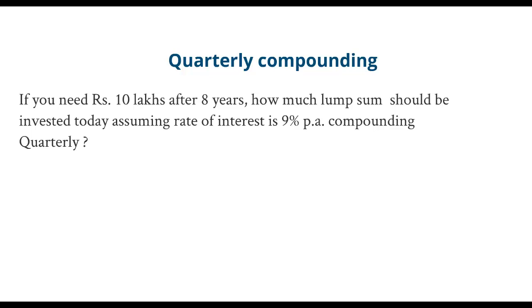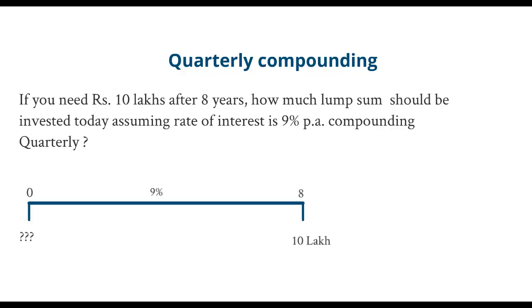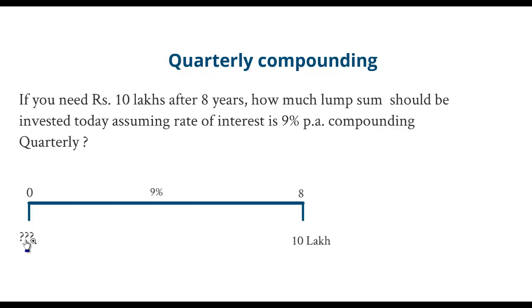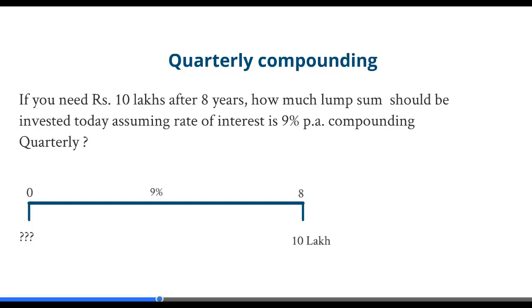Now question to think. The amount required, will it be less? Will it be more? Think of it as we put this question on the timeline. You have the same 8 years, you need the same 10 lakh, the rate of interest is given as 9% and you need to find out the present value. But this 9% is not going to compound annually, this 9% is going to compound quarterly, which means that we will have to take a quarterly NPER and a quarterly rate.